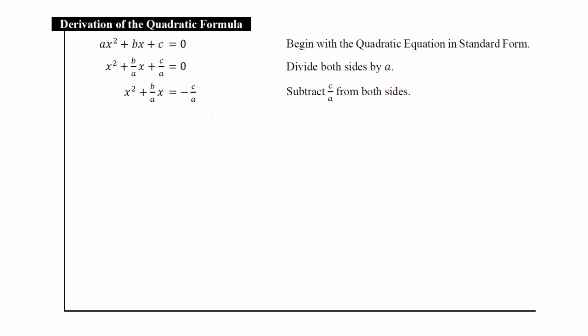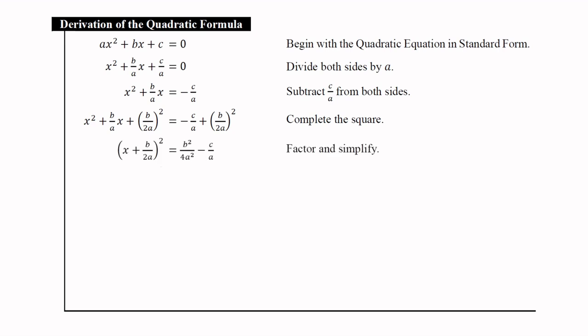Now we are going to complete the square. And remember, to complete the square, we take our b term, which is b over a, divide it by 2, which gives us b over 2a, and then we square it, which is going to give us b over 2a squared to add to each side.